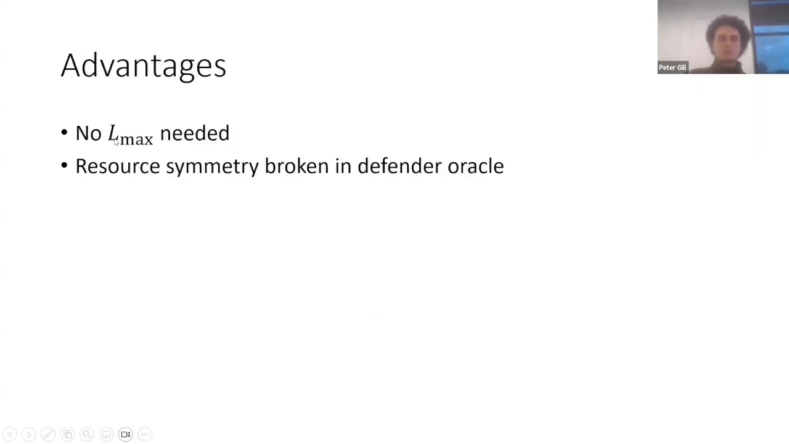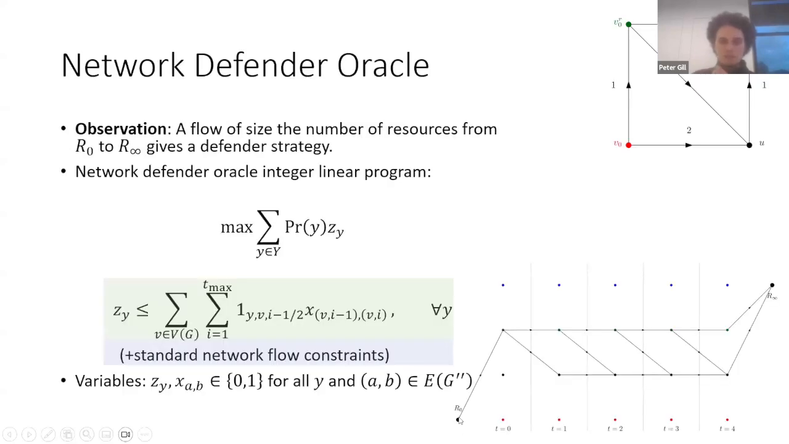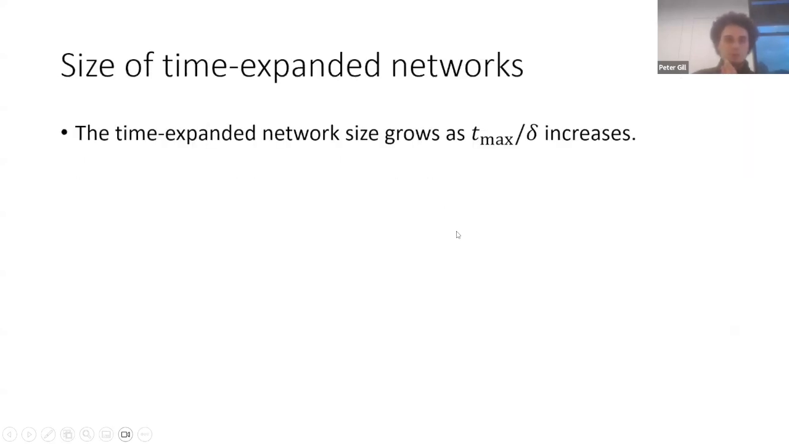So an advantage is I don't need any more Lmax, unlike those mixed integer big M oracles. And I've broken resource symmetry in the defender oracle with just a single unit, single commodity flow. So I'm treating all the police officers the same, and I can always create one big dummy node R0 as my starting point for the flow there.